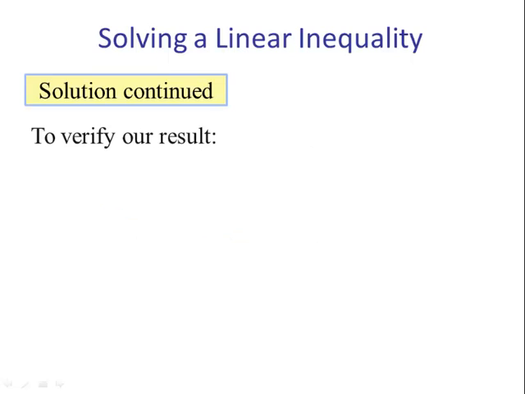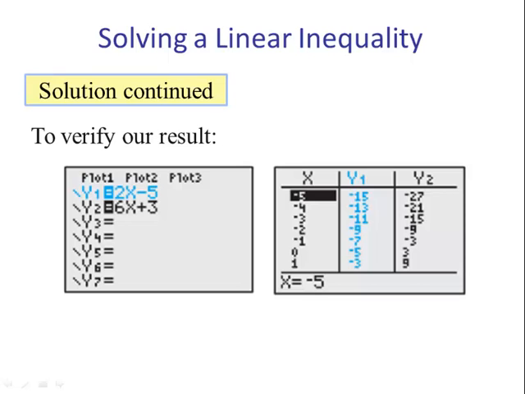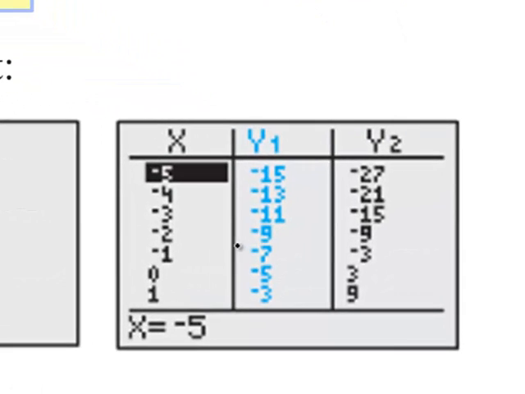We can use the graphing calculator to verify our result. We go to the y equals. We put in 2x minus 5 for y1, 6x plus 3 in y2. Using our table feature, which is second graph, we can see when x is negative 2, y1 and y2 are the same value, negative 9.